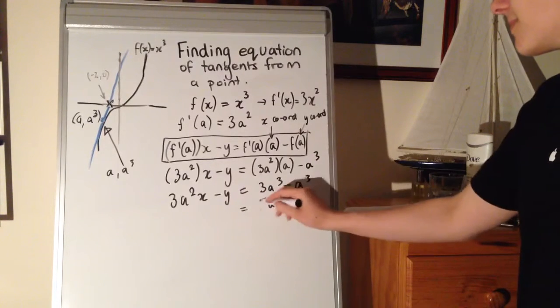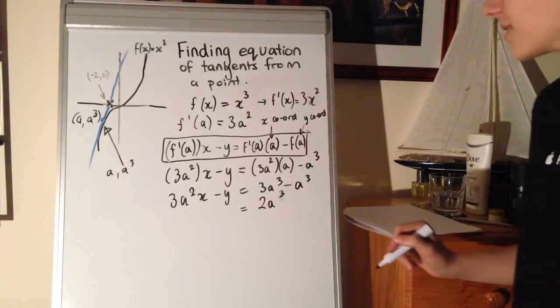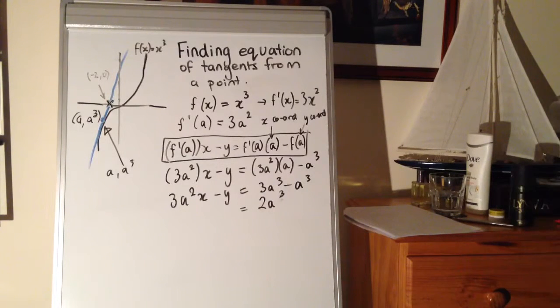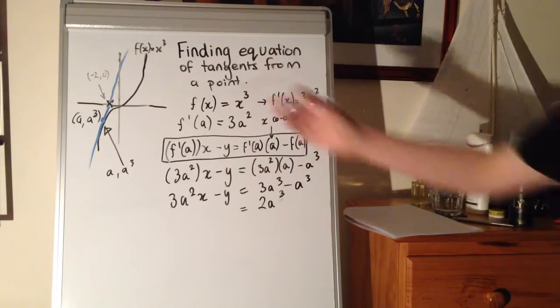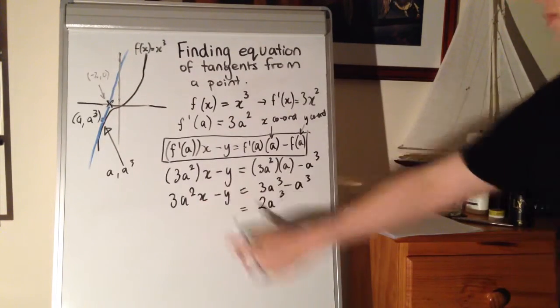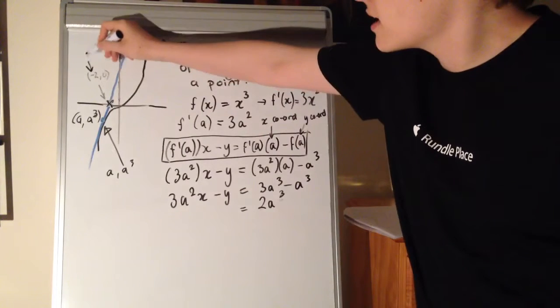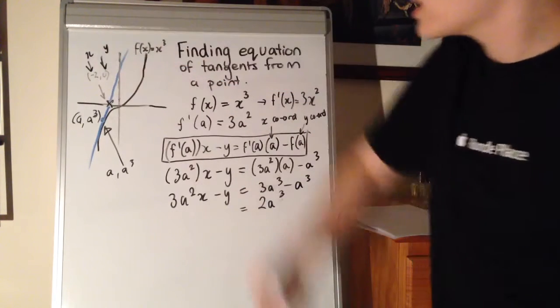2a to the 3. Silly me. This is what happens when you do maths at 10 o'clock at night. So now what you want to do is incorporate this point that's off the line here, and that's where this a and y idea really comes in handy. So we know that obviously our x-coordinate is -2 and our y-coordinate is 0.